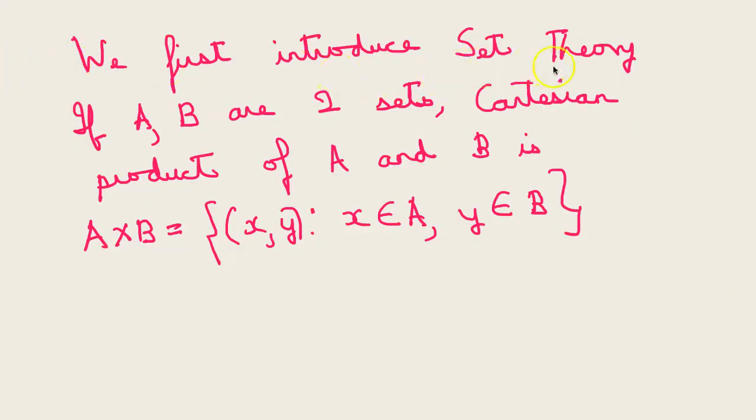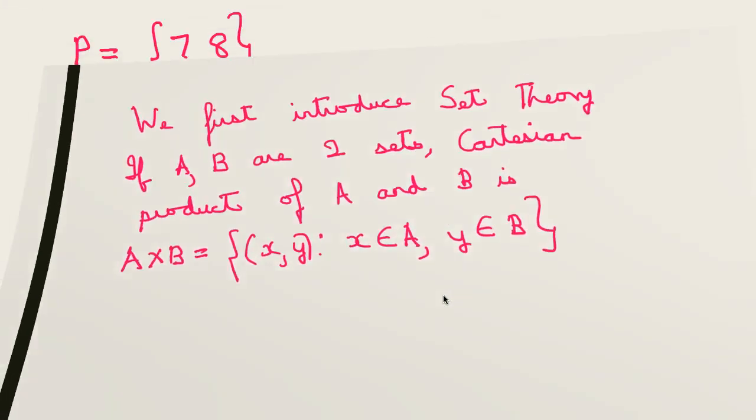So we first introduce set theory. If A and B are two sets, the Cartesian product of A and B is defined as the set of all elements (x, y), written A cross B, where x belongs to A and y belongs to B. So the x coordinate belongs to A, the y coordinate belongs to B.